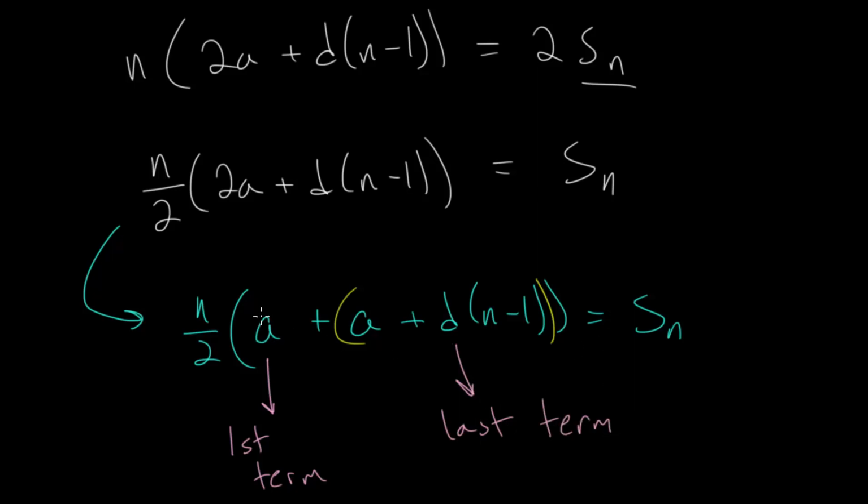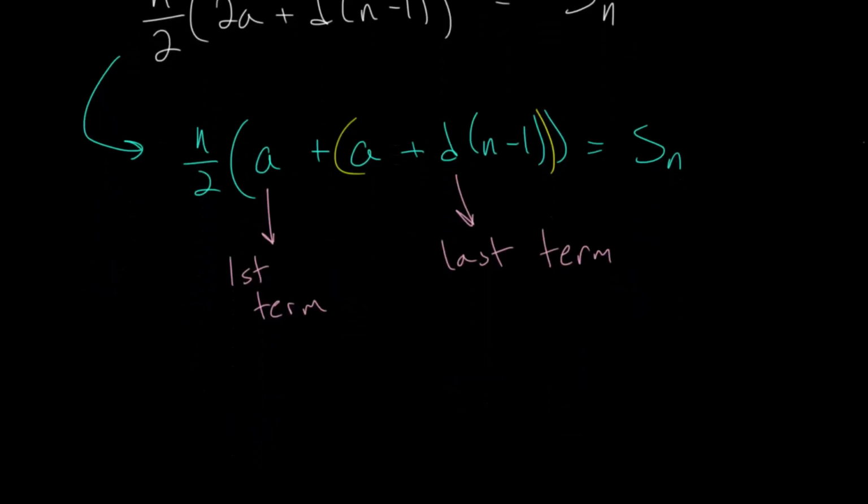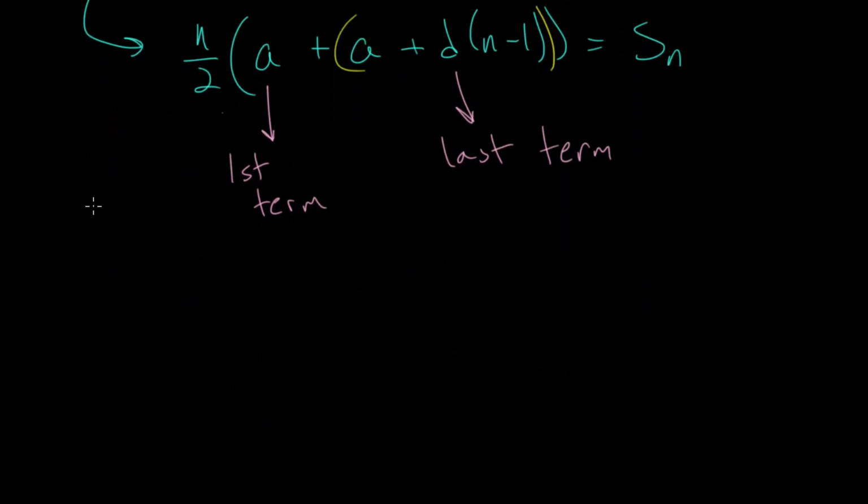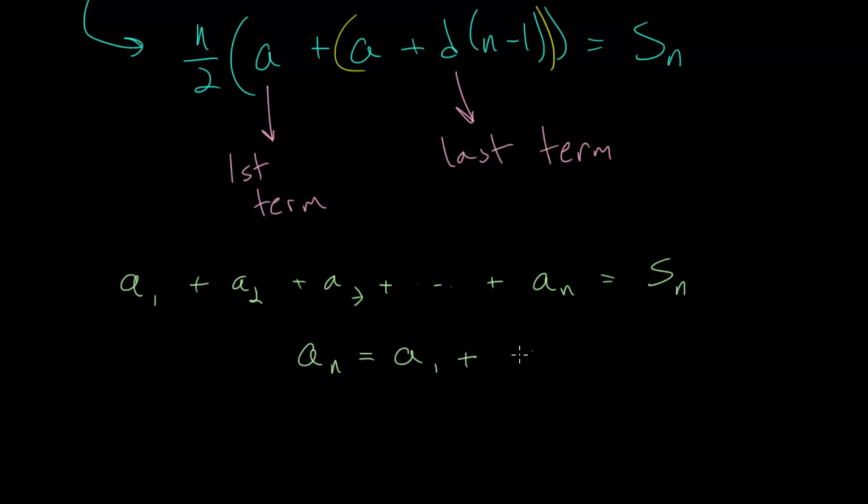So basically, we're taking the first term, adding it to the last term, multiplying by the number of terms, and dividing by 2. And another way you might see this sequence or series written is where the first term we call a sub 1, then we have a sub 2 plus a sub 3, and so on, all the way up to a sub n. So that's another way to write our sum, where the nth term just comes from the explicit formula, where you have that first term, a sub 1, plus the common difference times n minus 1.